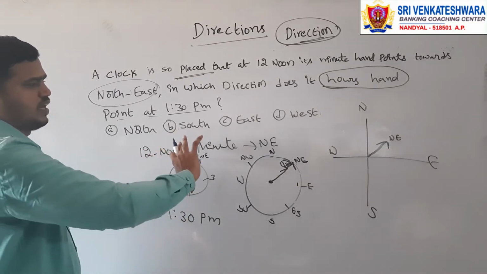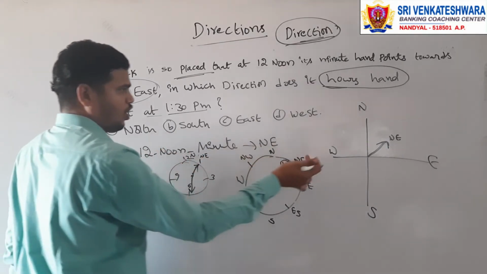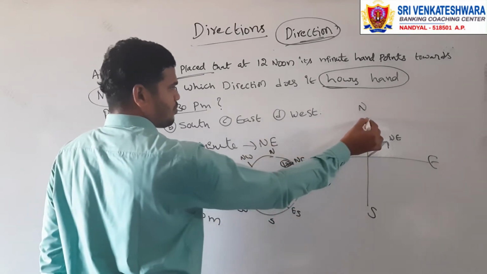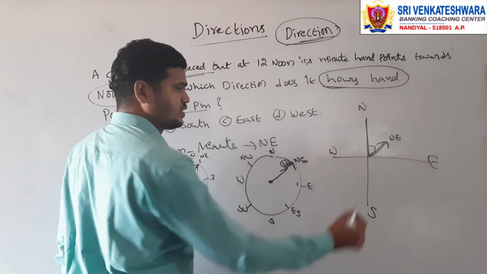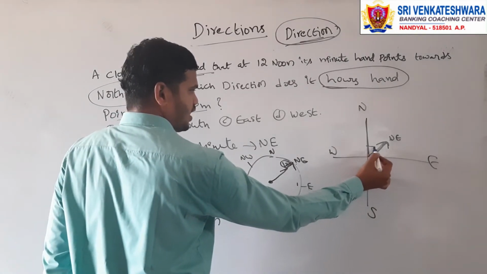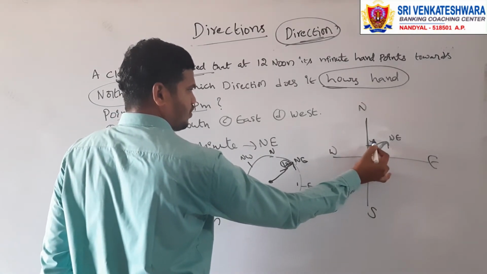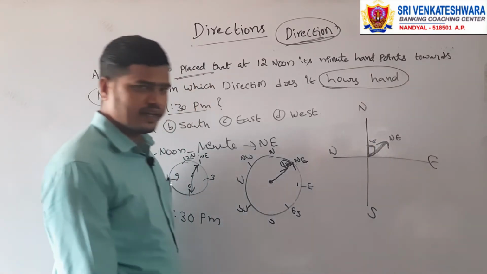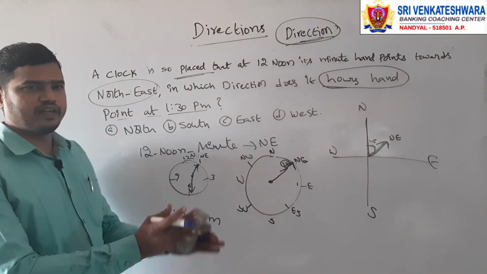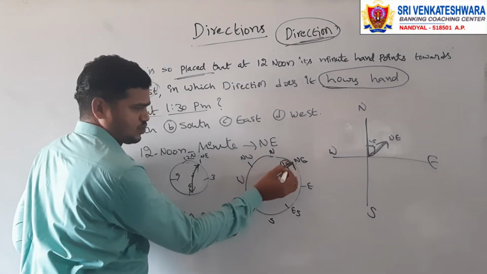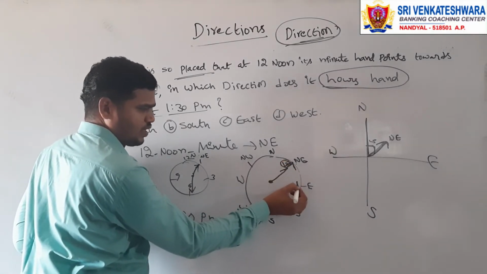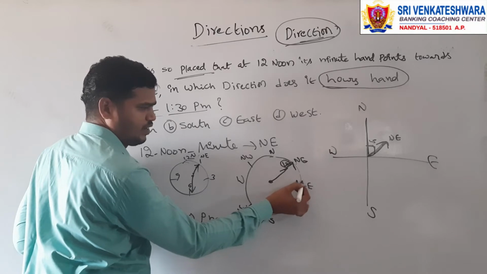But here the clock is changed. So how much angle is this changed from north to northeast? What is the angle between these two? How much angle is there between north and northeast? We have only a 45 degree angle. So only 45 degrees of change. In the same manner, whenever northeast is 12 o'clock, the hour hand should be at east.